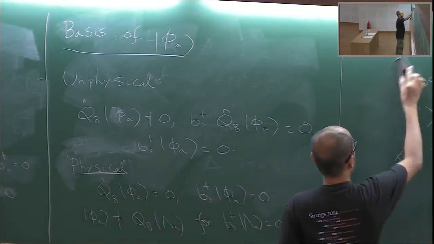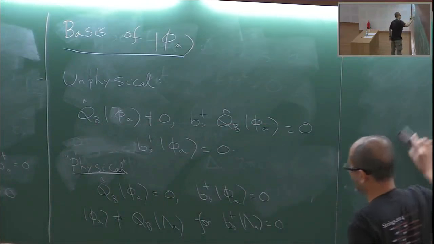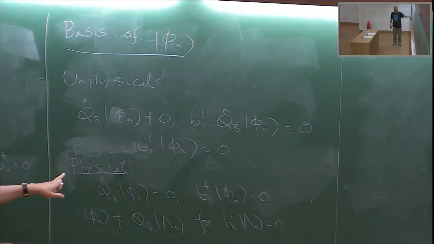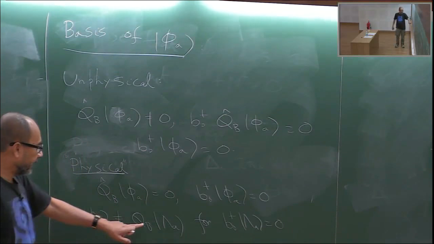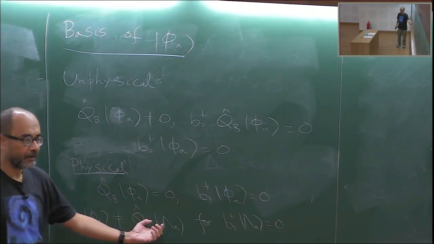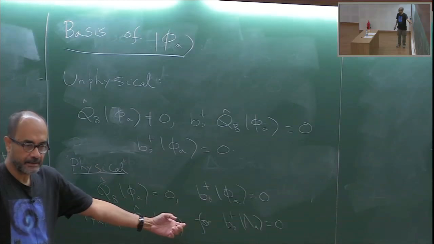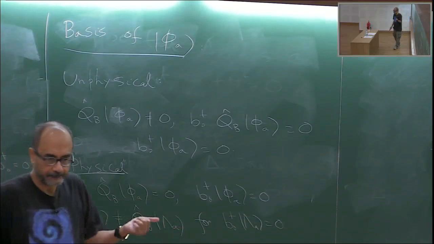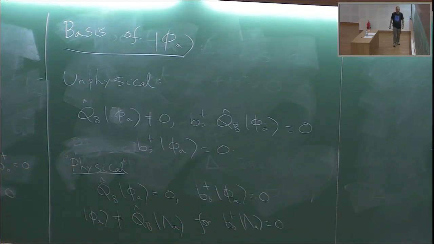So in this definition, the price we pay is that some of the physical states are actually pure gauge, because some of the physical states may be of the form QB hat lambda a, for lambda a which are not annihilated by B naught plus. We are counting those here as physical, but they should actually be pure gauge. But let's just live with that.